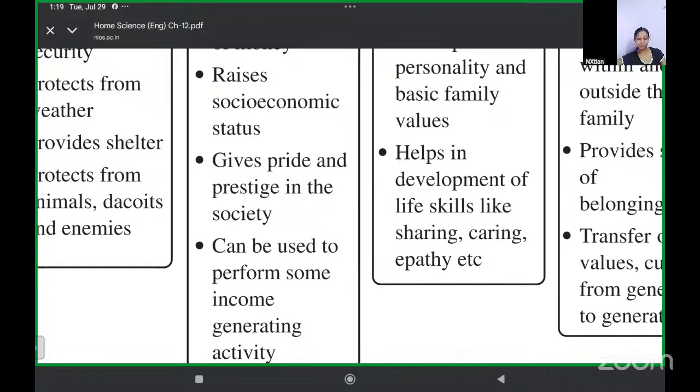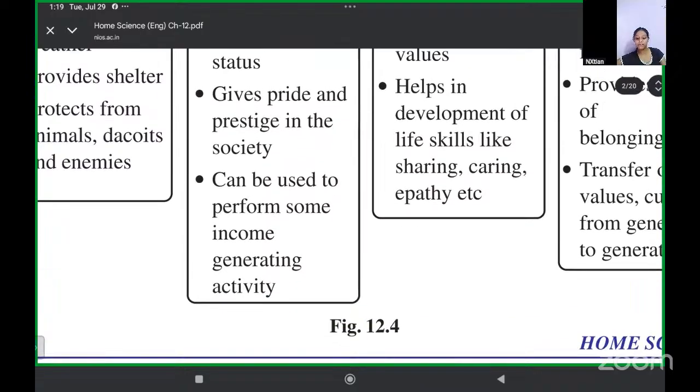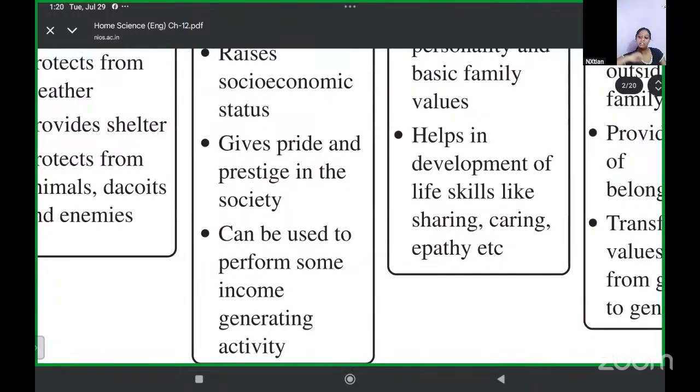Then it can be used to perform some income generating activity. What is this income generating activity? Some people construct upper floors in their houses and give them for rent. The rent that they receive every month is their income, and this process is an income generating activity. This is how you can get income from the house.